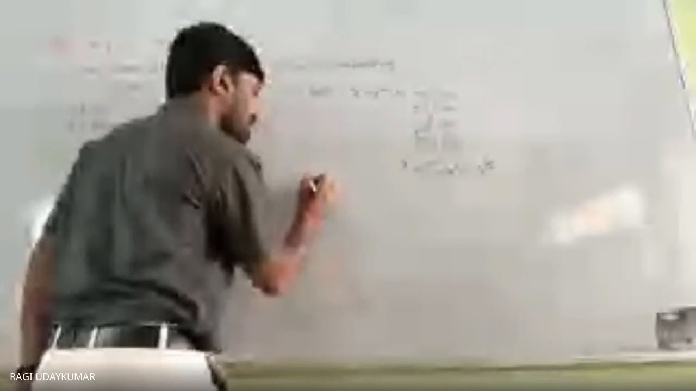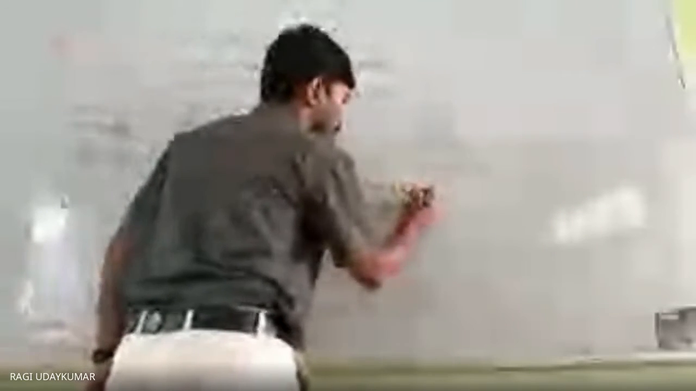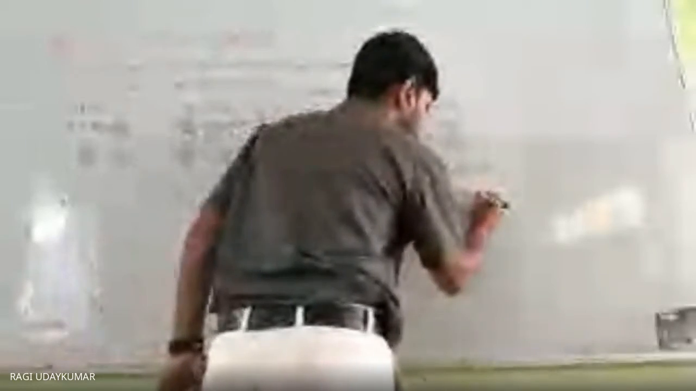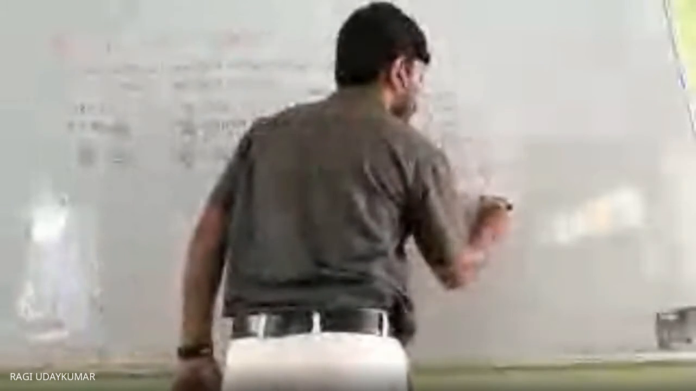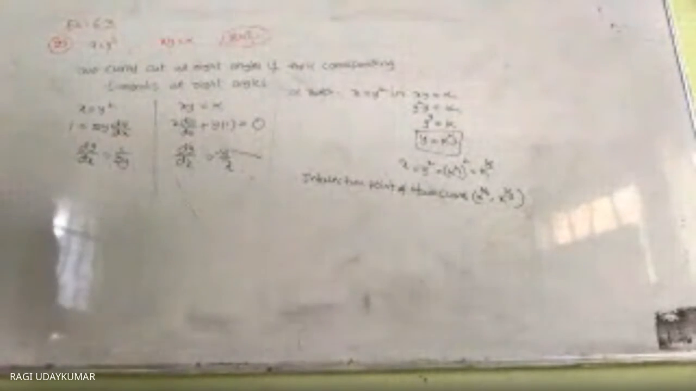Therefore, the intersection point of the two curves is x value k power 2 by 3, y value k power 1 by 3. At this particular point, the product of the slopes should be equal to -1.